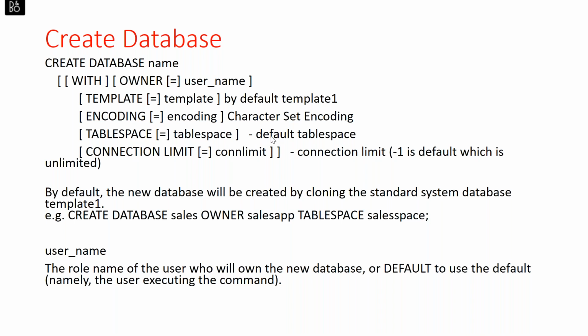So this is character set encoding. By default it will pick up from your operating system. If you have something separate, you can specify it. And then connection limit. Connection limit is the number of connections that can come to your database at one time. By default it is unlimited, but you can specify some limit as well. So this is the syntax for your database.